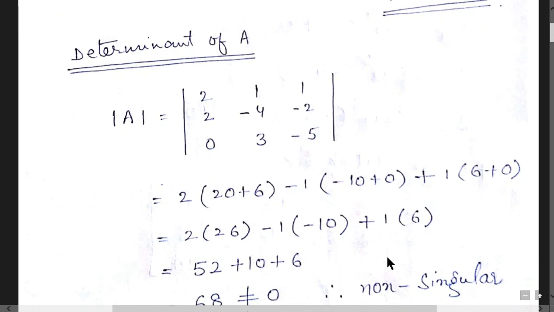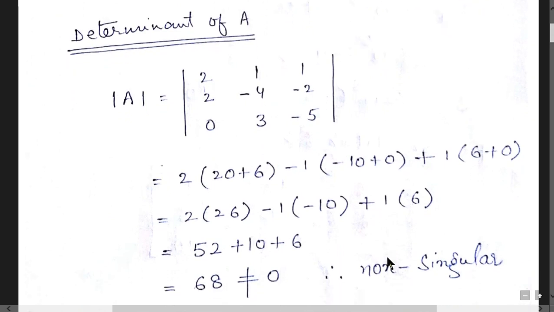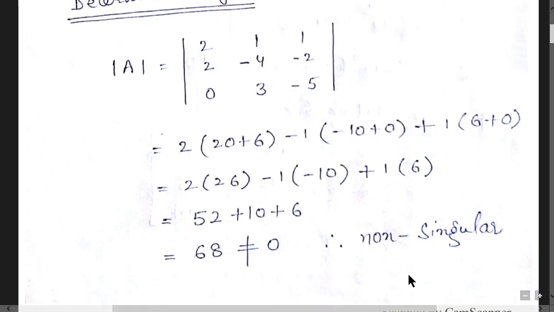Now in the first step, calculate the determinant of A so that we can check whether the set of equations is consistent or inconsistent. After the calculation of determinant of A, this value is 68. It means it's non-singular, or consistent. It means we can find the value of inverse of A.